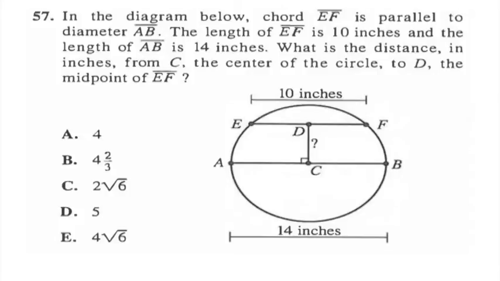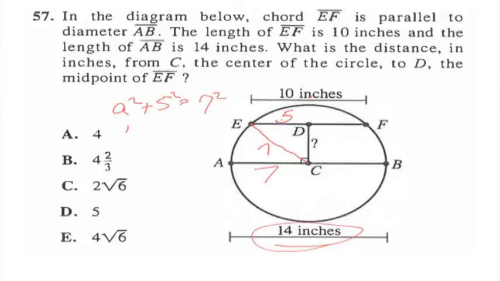What we're going to do is recognize this is 14 inches down here, which tells me that distance is 7. It also tells me that if I make this into a triangle from here to here, this distance is 7. This is 10, which makes this distance 5. Now I've got a Pythagorean theorem: a squared plus 5 squared equals 7 squared.